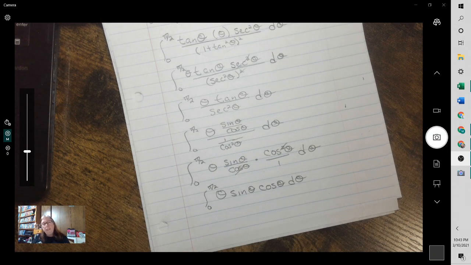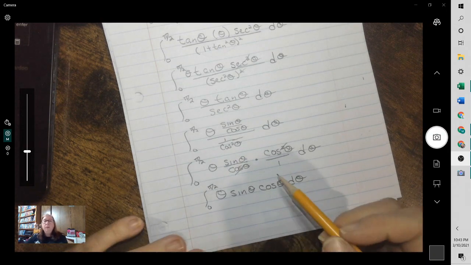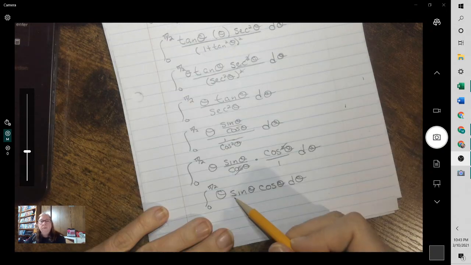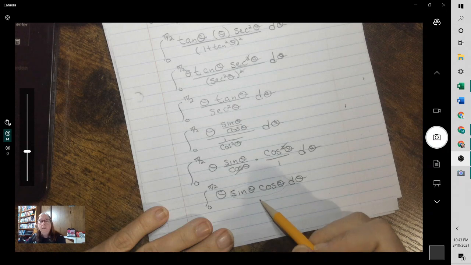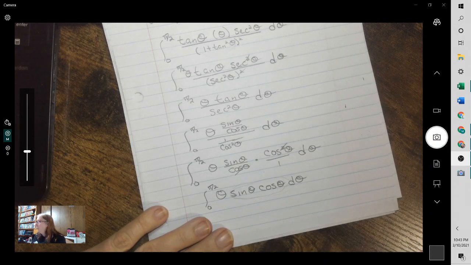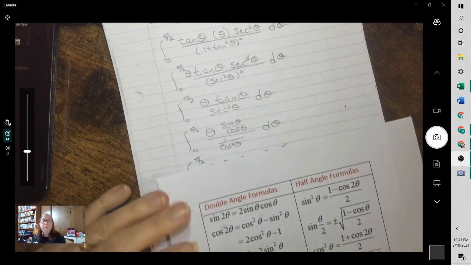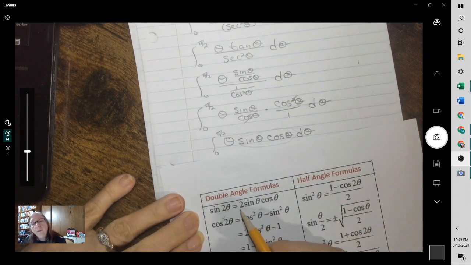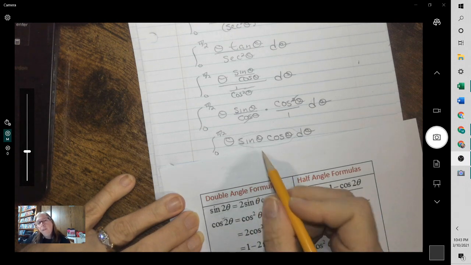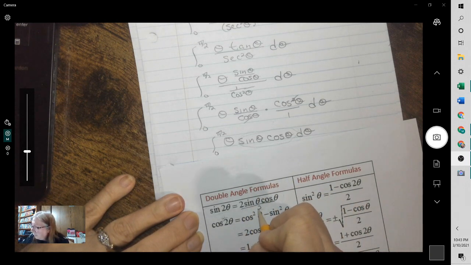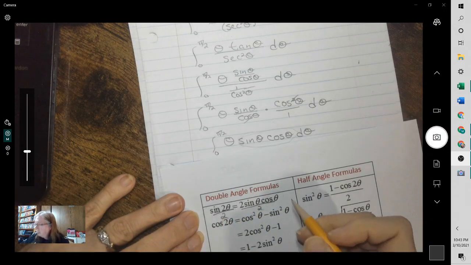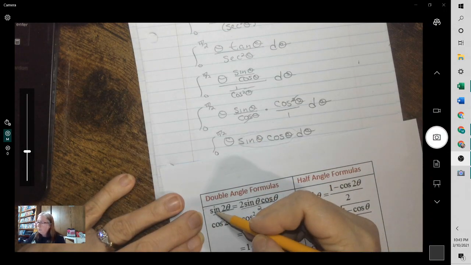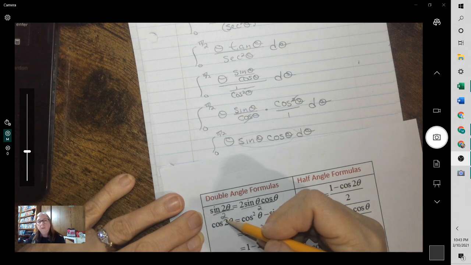We'd like to get it down to one trig function. And so, does this remind you of anything? At least part of it? It should remind you of your double angle. The double angle is 2 sine theta cosine theta. Well, this doesn't have the 2, so we could just divide the 2 to the other side. So in place of this, we're going to put the sine of 2 theta over 2.